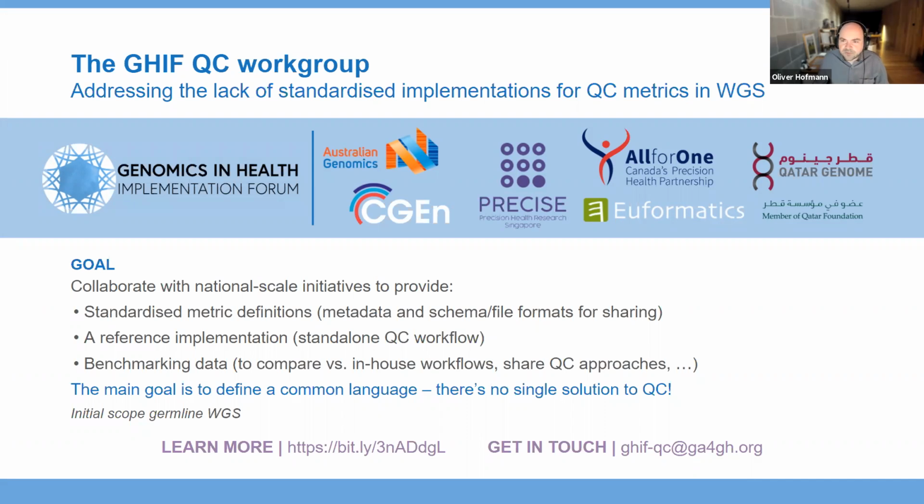We had participants from, obviously, Precise Singapore, CGen, All for One Canada, Ufamatics Finland, the Qatar Genome Project, Australian Genomics, I think I should mention. I hope I didn't forget anyone here. And to keep this somewhat tractable, for the first phase, we focused on whole genome germline sequencing only. At some point, we'd like to expand the scope, and we could really use the help and expertise of other large-scale initiatives, be it with the design of metrics definitions, the implementation, or the willingness to run this across other cohorts.